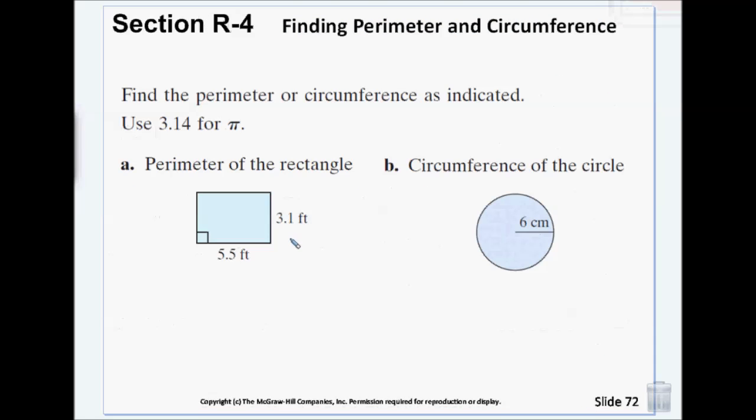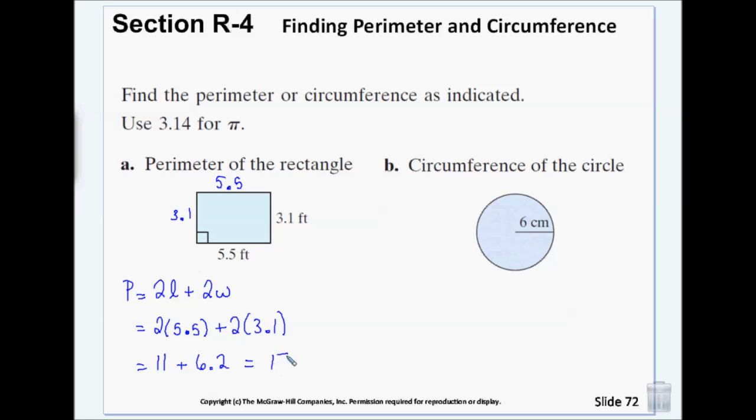This rectangle. Now again, we can use the formula, or we can add up all the sides. Opposite sides of a rectangle are always the same length. So if you want to add up all the sides, you can just copy over. Or if you're using the formula, we have 2 times the length and 2 times the width, and it does not matter which one is the length and which one is the width. So I have 11 plus 6.2. So my perimeter is going to be 17.2 feet.